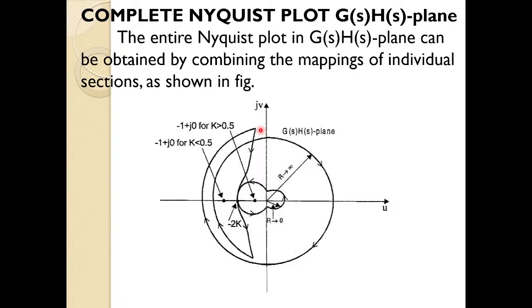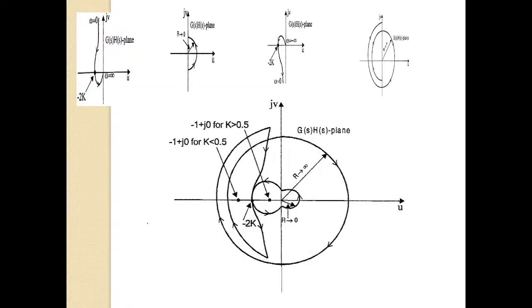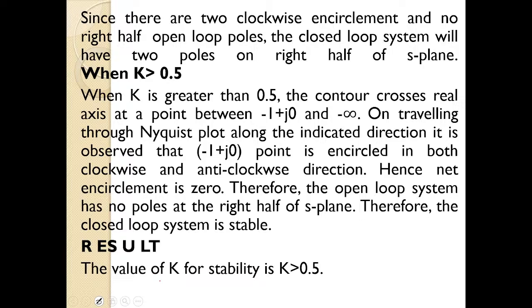Therefore the system will be a stable system. The closed loop system will be stable. For what condition is the system stable now? Since both are cancelling here, clockwise and anti-clockwise, the system is stable for K greater than 0.5. So in the result we can conclude that for K greater than 0.5, the system will be a stable system. Did you understand the stability analysis?